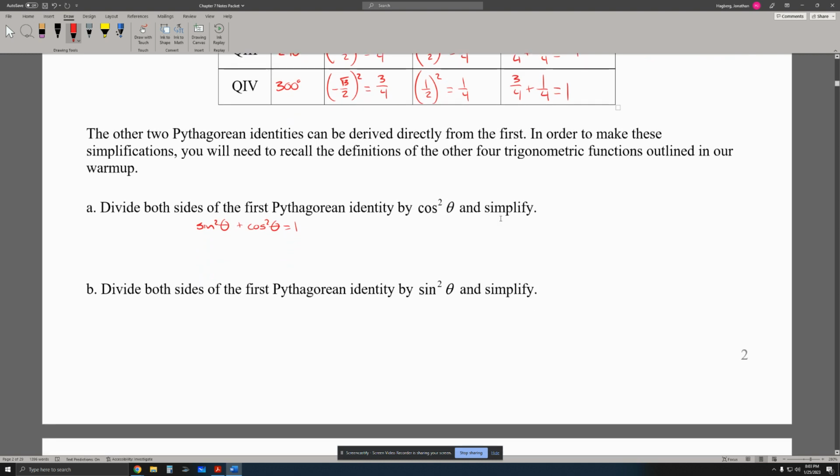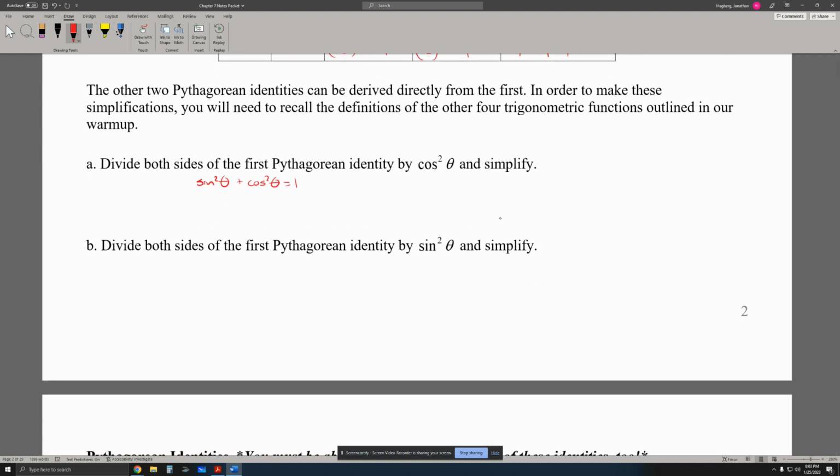Okay, so back to part A. Divide both sides by cosine squared. Okay, so I'm going to divide this whole side by cosine squared, and I'm going to divide this side by cosine squared. Okay? What I get is this first term here, sine squared divided by cosine squared, is the tangent squared. Remember, tangent is the ratio of sine over cosine. This second term here, we got to divide as well. Cosine squared divided by cosine squared is just itself 1. And then we have 1 over the cosine squared is the secant squared.